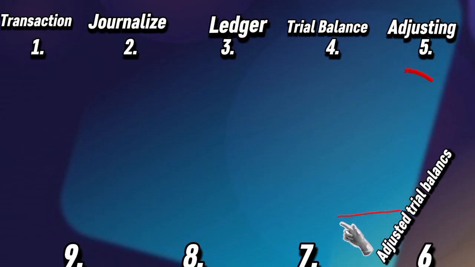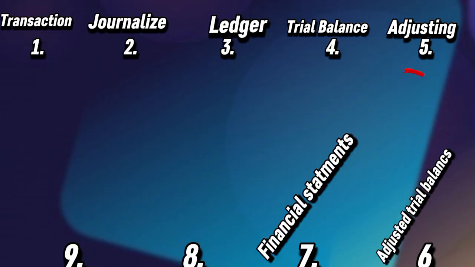Step 7. Prepare financial statements. The seventh step is preparing financial statements. From the adjusted trial balance, we prepare the income statement, the statement of financial position, and the retained earnings statement. These statements show the business performance and financial position.